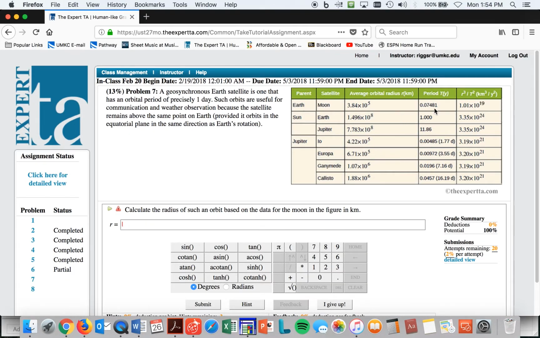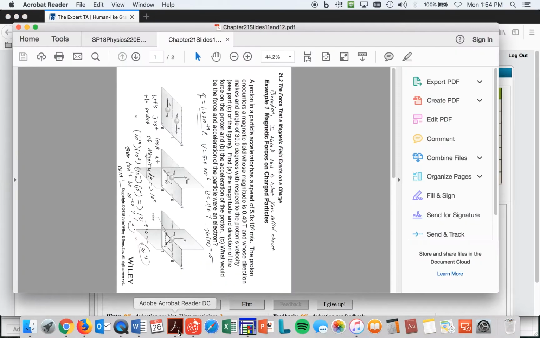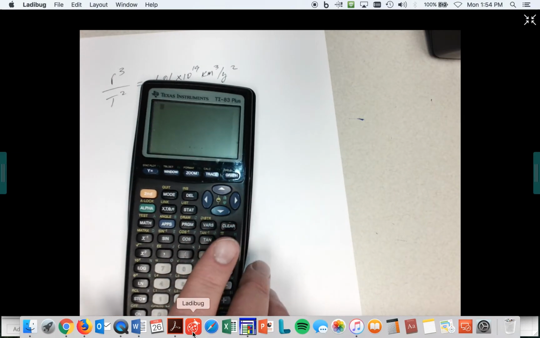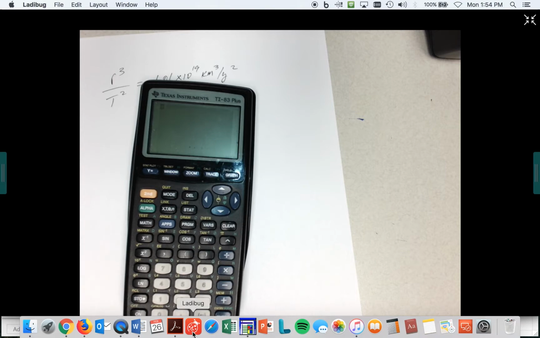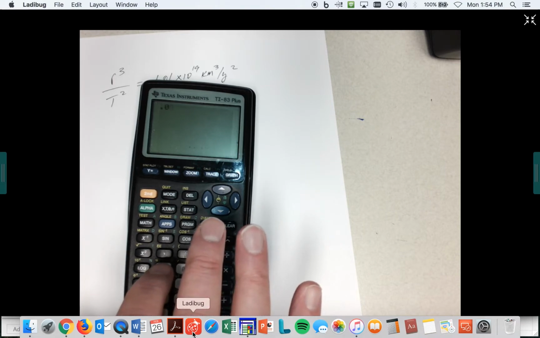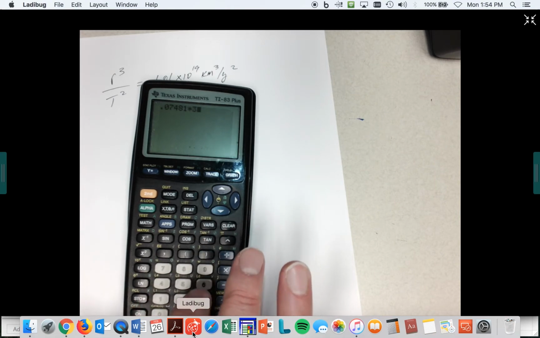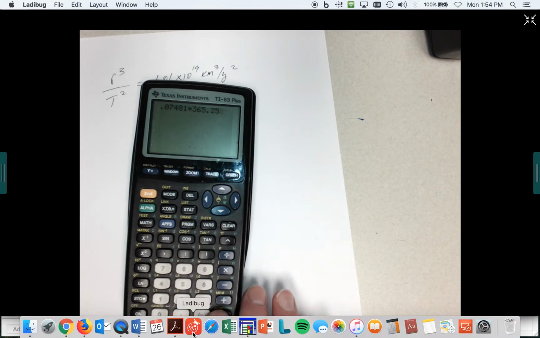So if I take this number here and multiply it by 365.25, you get the period of the moon, of every full moon that we get. I'm pretty sure I'm right on that. 0.074 times 365.25. Yeah, 27.3 days. That's the period of the moon.